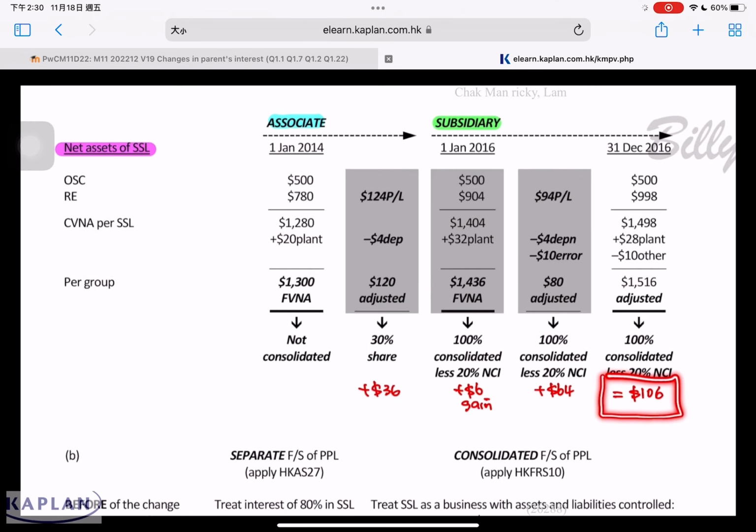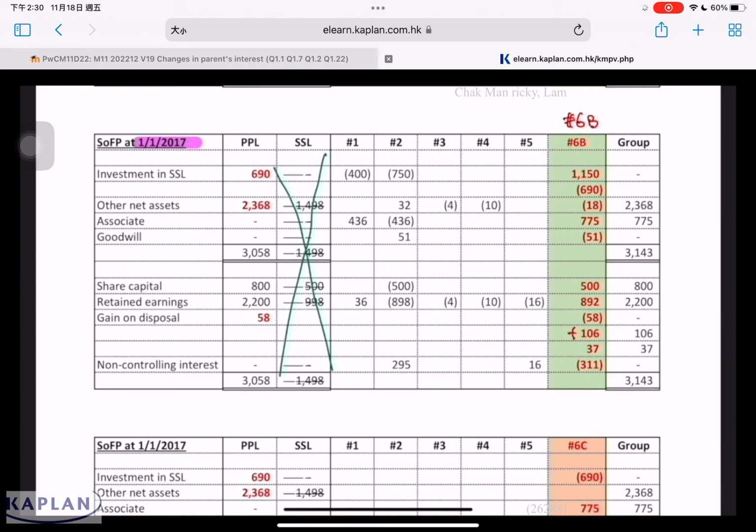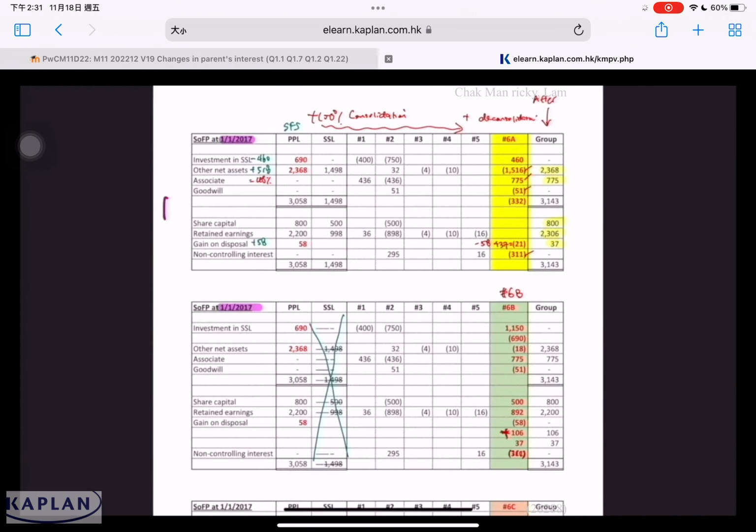This 106 represents the amount of profit we share at the group level, whether it's associate or subsidiary. Put in the 106 because this is a post-profit that we share, then you must take away the NCI. This is method A, this is method B. Method A is the proper step.